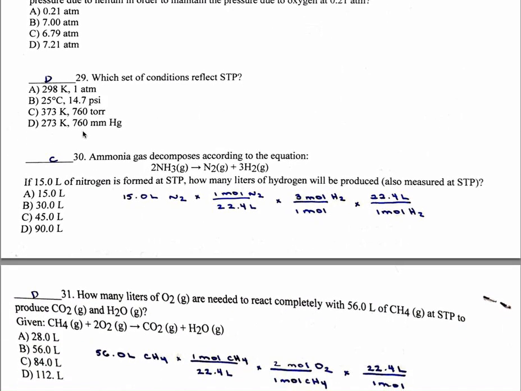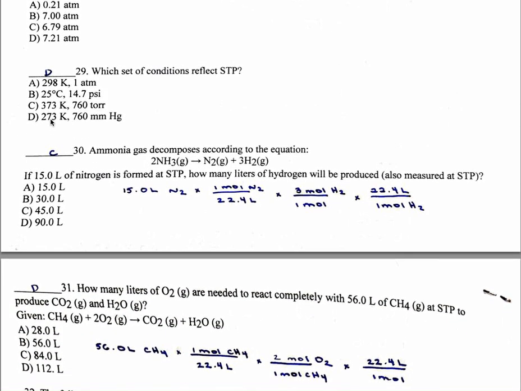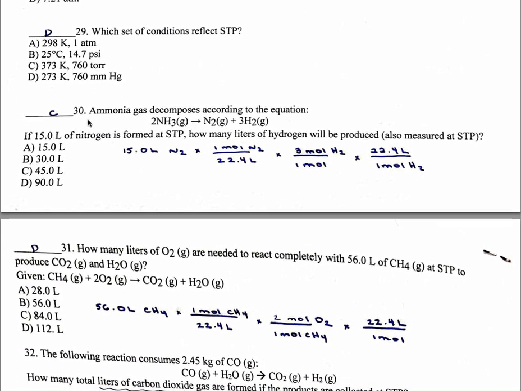What is the set of conditions? This is just something you have to memorize, guys. It's 273 Kelvin and 760 millimeters mercury. Because remember when I said STP, I told you 0 degrees Celsius, which is 273 Kelvin, and 1 atmosphere, which is 760 millimeters mercury.